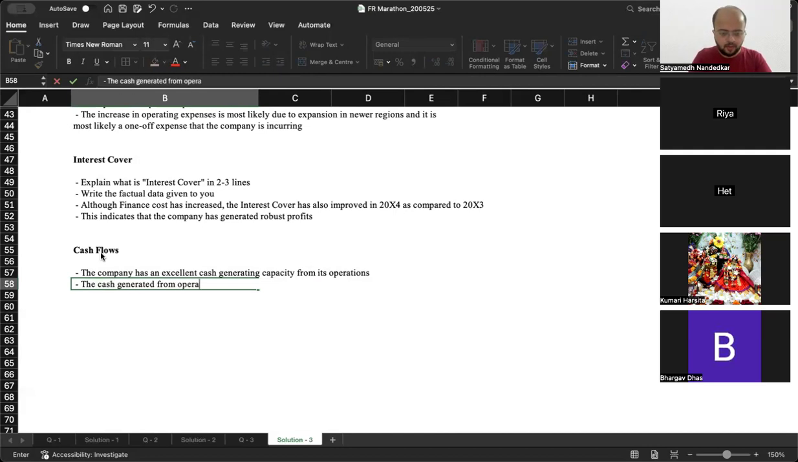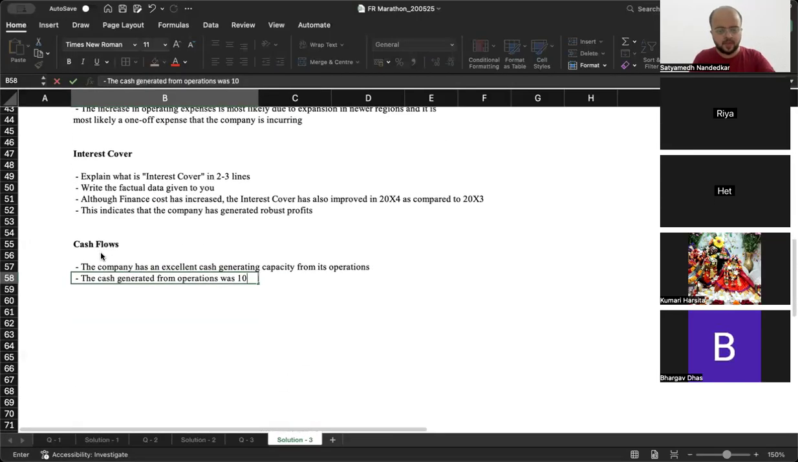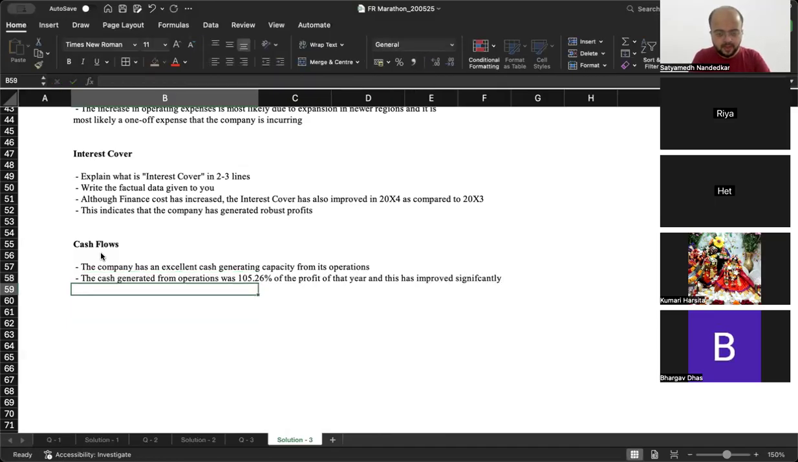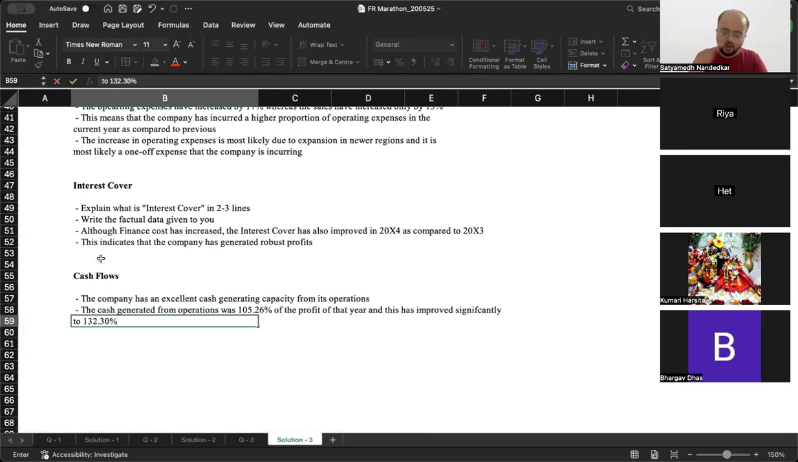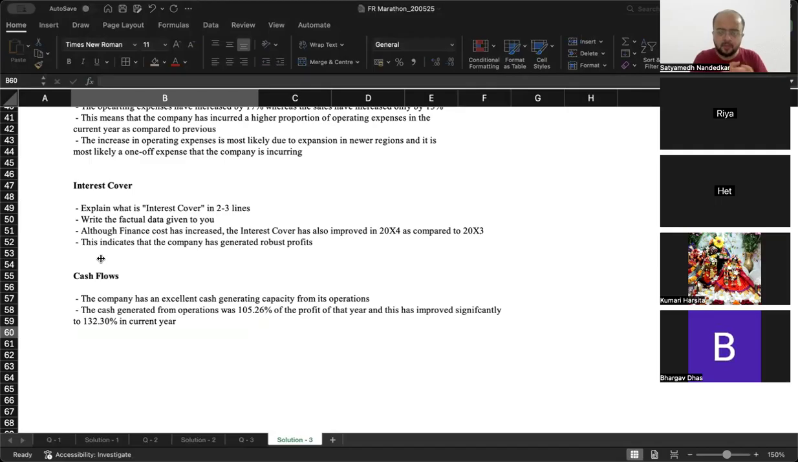The cash generated from operations was 105.26% of the profit of that year, and this has improved significantly to 132.30%. ठीक है. Last year जो 105.26 था, it has improved significantly to 132.30% in current year. This is a huge improvement for the company. ठीक है, although the value of interest has increased, still the company has enough cash in hand in order to make the commitments possible.